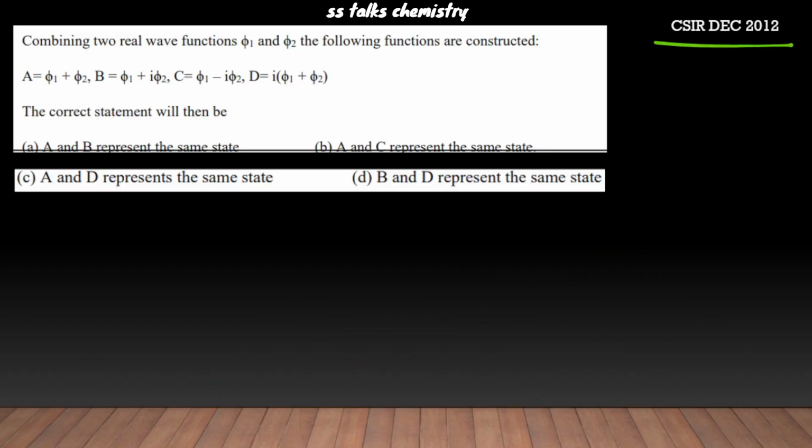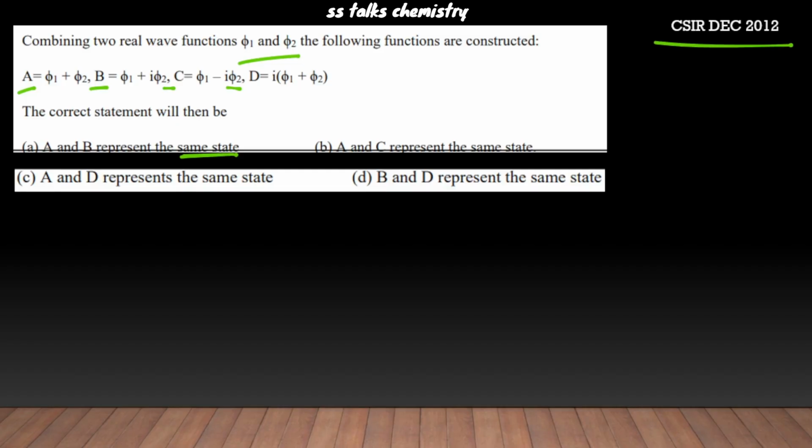Okay, next again CSIR December 2012: combining two of the real wave functions phi 1 and phi 2, the following functions are constructed. So they took two real wave functions, phi 1 and phi 2, and formed four different new wave functions, which are a, b, c and d. The correct statement will be the one in the statements representing that they are in the same state. That means their probability values are the same, because the wave function itself does not give us any information. It is the square of it that tells us the probability of finding the particle, right?